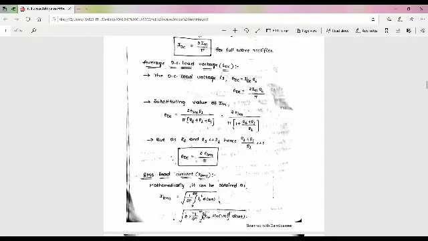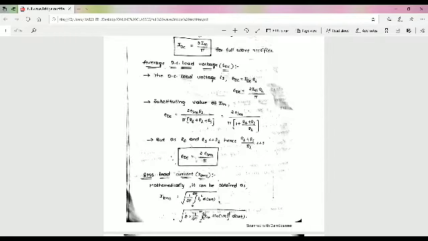But RF and RS are less than RL. In this way RF plus RS by RL is less than 1, so compared to 1, RF plus RS by RL can be neglected. So finally EDC equal to 2 ESM by pi. So average DC load current IDC equal to 2 Im by pi, and average DC load voltage EDC equal to 2 ESM by pi.